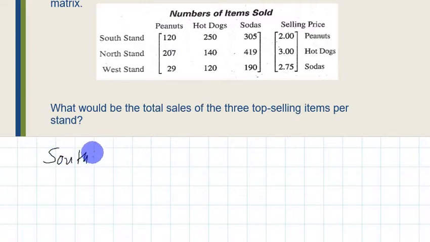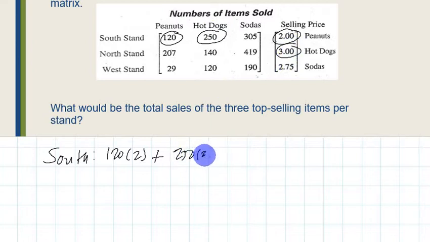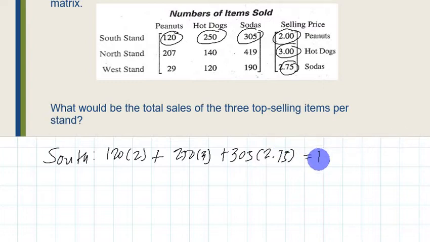So for the south stand, we would need to multiply 120 by 2. Then we will add, because that's the south stand, the 250 multiplied by 3. And this one, the 305 multiplied by 2.75. And this will actually give us around 1,828.75. We will do the same for the north stand and the west stand later on.